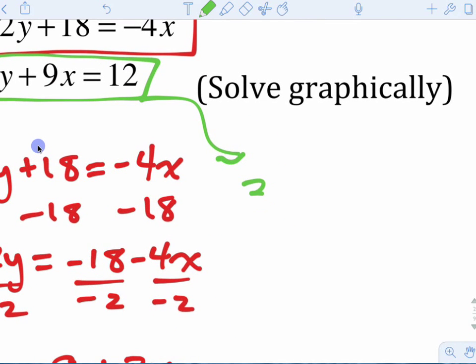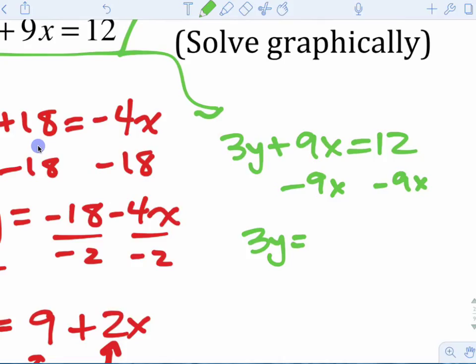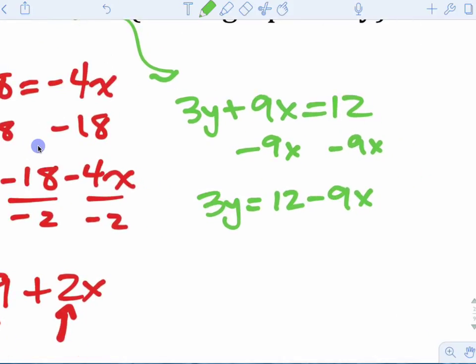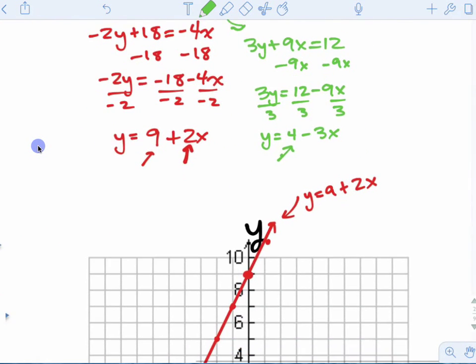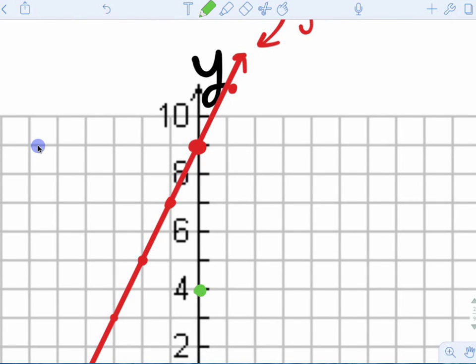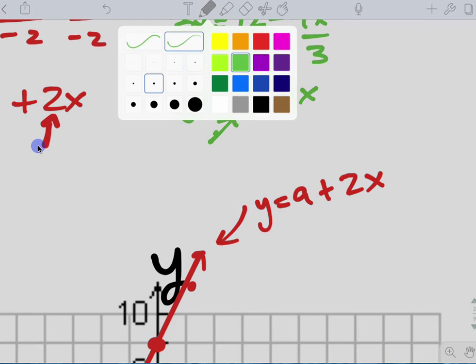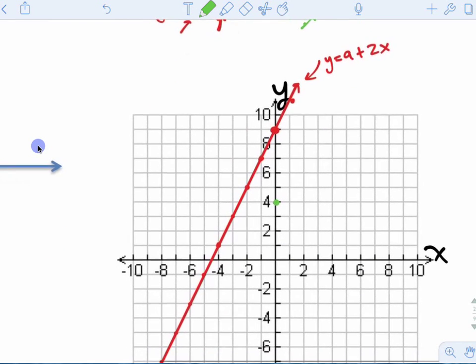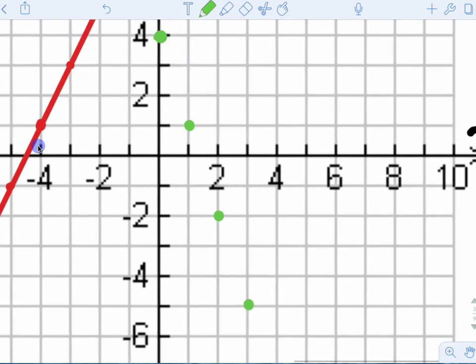So we've got 3y plus 9x equals 12. Let's go ahead and subtract 9x. 3y equals 12 minus 9x. All right, awesome. Divide both sides by 3, making sure to divide all parts of that right-hand side of the equation by 3. Y equals 4 minus 3x. We've got a y-intercept of 4 in this case, and a slope of negative 3. So that means for every 1 unit increase in x, we will have a 3 unit decrease in y. So let's make that happen. Boom, boom, boom, boom. Let's go the other way as well.